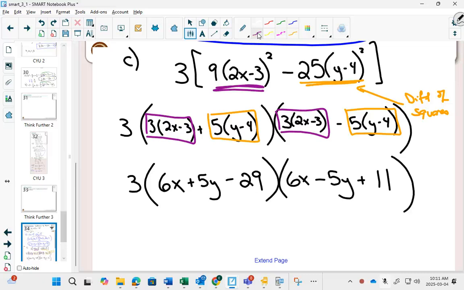So we recognize things as differences of squares. It can make our life easier. All right, questions for practice are 12, 13, and 14.